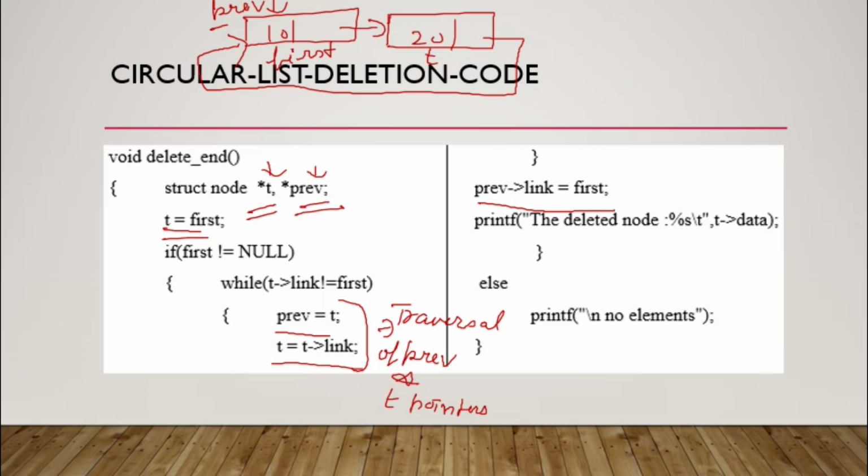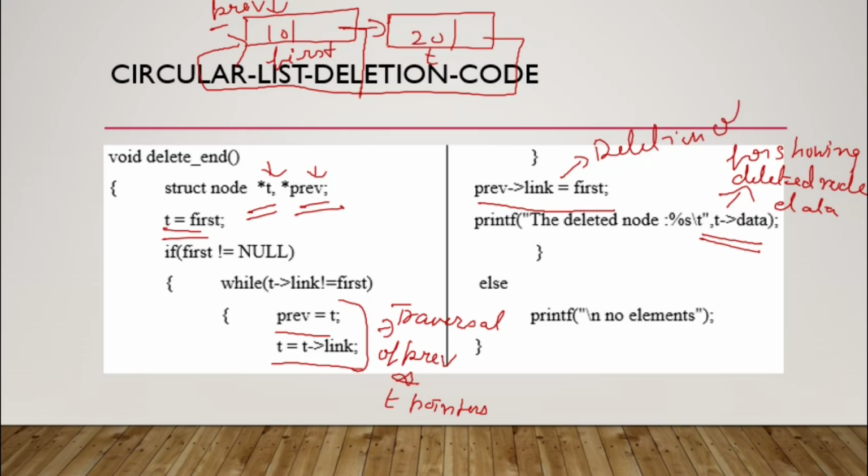Now we know the previous node, which is pre of link. We are deleting here, so we don't want this node. What we do is take the link from here and connect it to first. When you do that, of course t will be deleted, students. We should know which node is deleted, so for that t is there, for showing the deleted node data. And this one is for deletion of the last node.